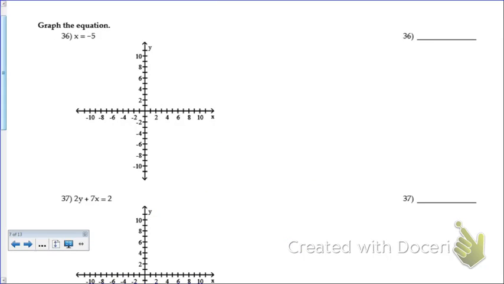Number 36, you just have to graph the equation. When it says x equals -5, it just means it's a line that goes through the x-axis at -5. So it's a vertical line. And we go right through -5. That's simple.